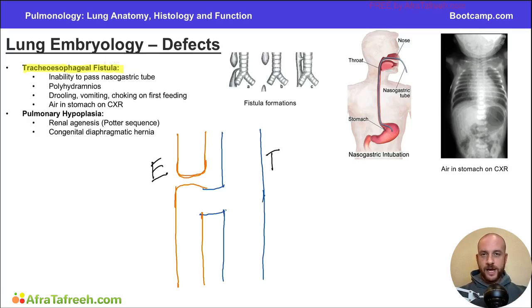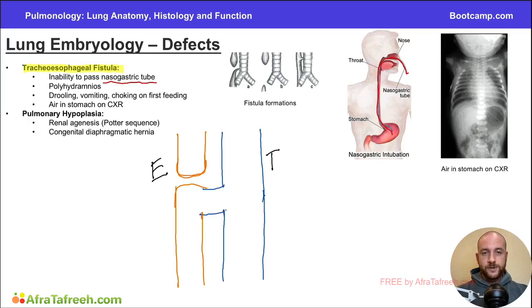The first is that we will not be able to pass a nasogastric tube. Now, why do you think this is? Well, the nasogastric tube is a tube that is inserted into the nose. It goes down the pharynx, into the esophagus, and then into the stomach. And I have that illustrated here. Up through the nose, the pharynx, the esophagus, and then into the stomach.